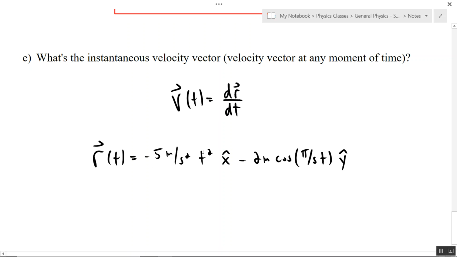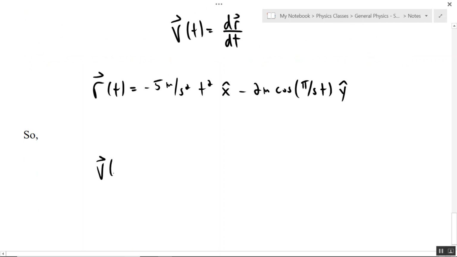Okay, so this is R. So basically what you need to do is you need to take the derivative of the x part and then the derivative of the y part with respect to time. And that gives you V. So let's do that. So V of t, so what's the derivative of negative 5 meters per second squared t squared with respect to t? Which is negative 10 t.